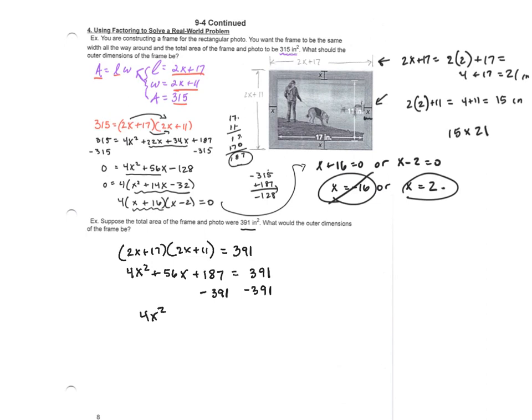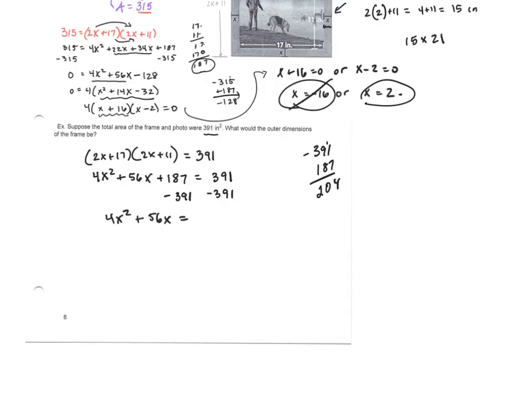And then 4x squared plus 56x minus 204 equals 0. So I'm going to go ahead and factor out my greatest common factor again, 4. So I'm going to end up with x squared plus 14x minus 51 equals 0.